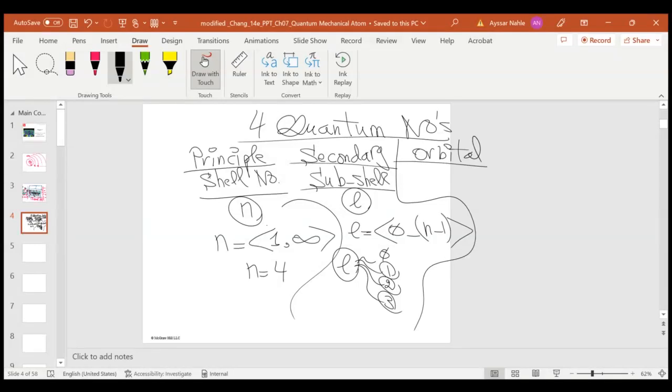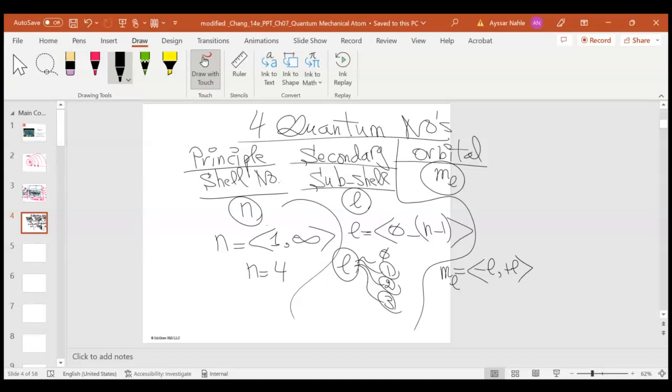Orbital quantum number. We give it a symbol, m subscript l, ml. And the ml will go from where to where? It will actually go from, any idea? From minus l to plus l. That is, it goes from minus l to plus l, passing through 0.